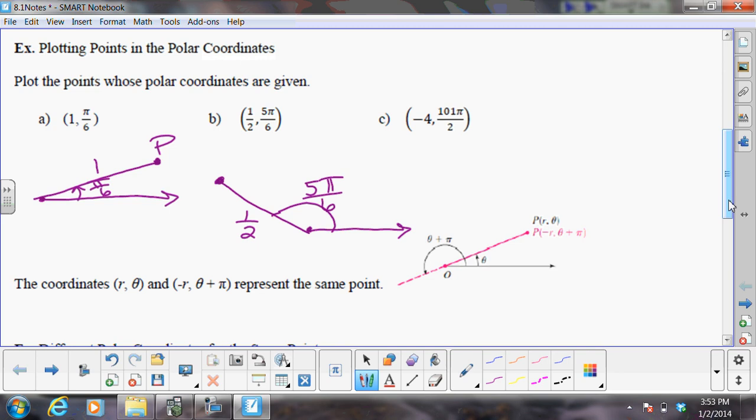And the last one, -4, and then 101 pi over 2. 101 pi over 2 is 270 degrees, but it's wrapped around a bunch of times. That would be the reference angle. So from my polar axis, I would go around, so it's over at 270. I drew it dotted because it's a -4, which means I have to go in the back direction. So this is actually -4. The value is 4 because it is a distance, and you can't have negative distances, but it goes backwards because it's negative.